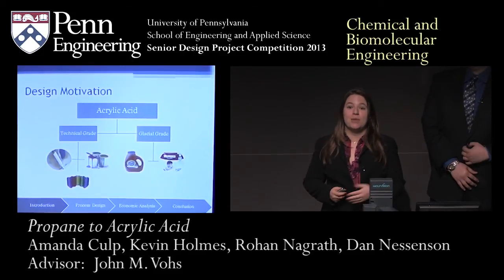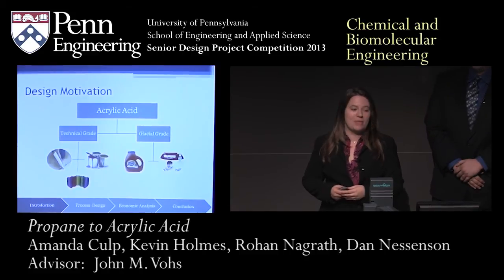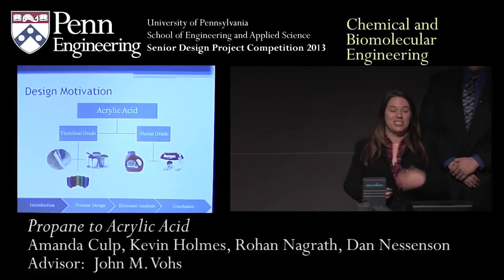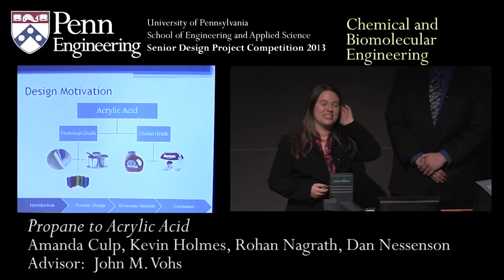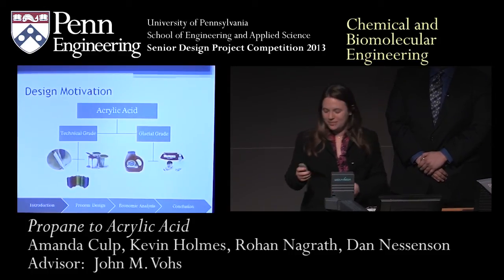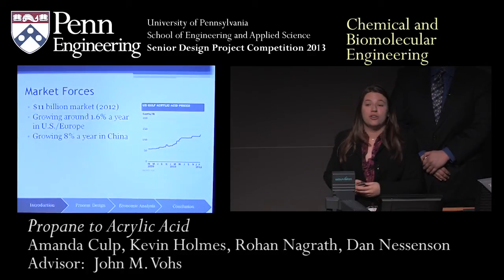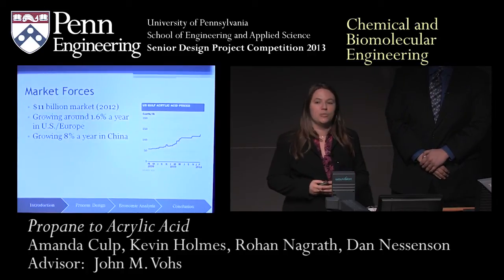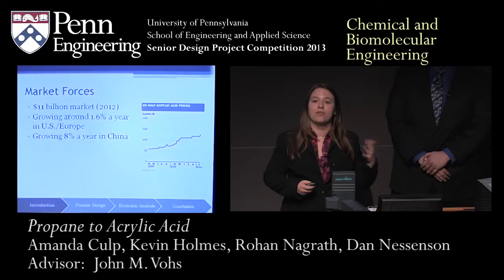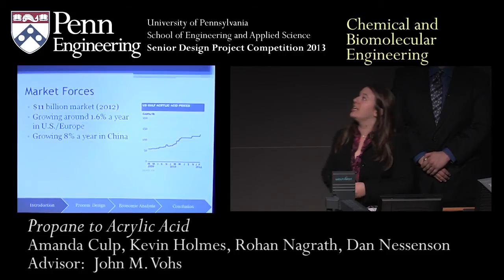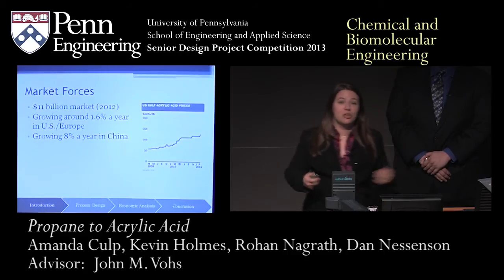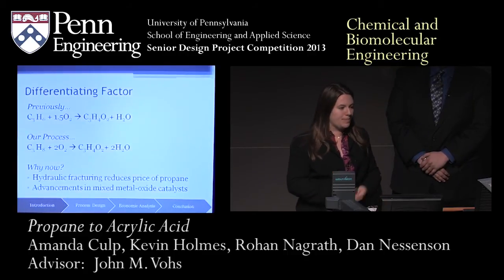Glacial grade acrylic acid is approximately 99.8% purity by mass and is used in superabsorbent polymers such as diapers and detergents. Our process will be making glacial grade acrylic acid because of its high purity and high selling price. The current market for acrylic acid is approximately $11 billion per year and is growing at approximately a rate of 3 to 5% worldwide. Additionally, the price of acrylic acid is currently increasing, as you can see here. This makes our market very large.